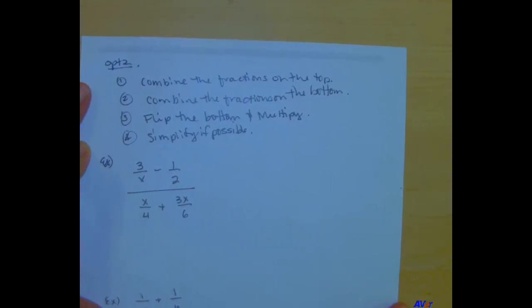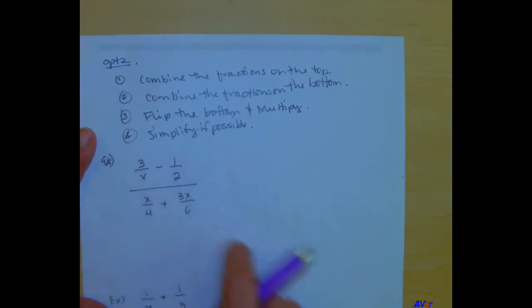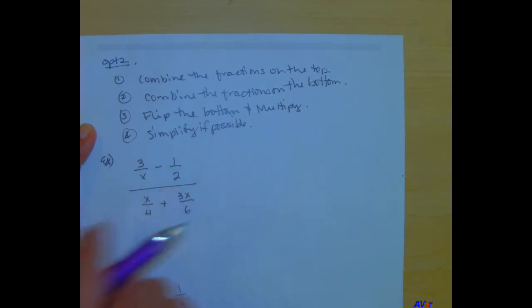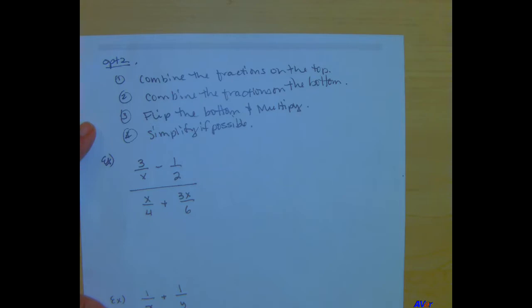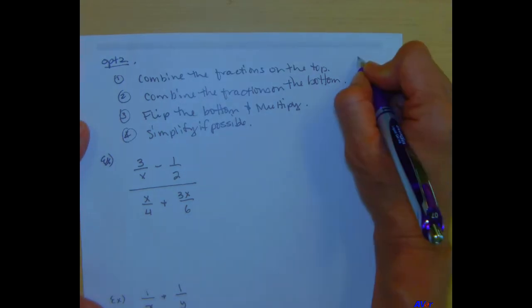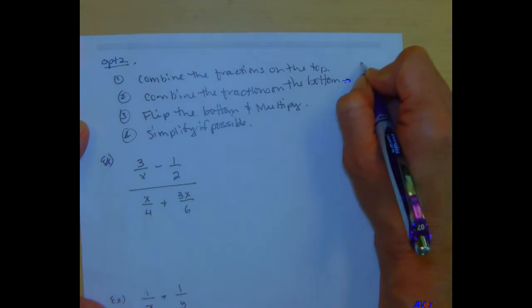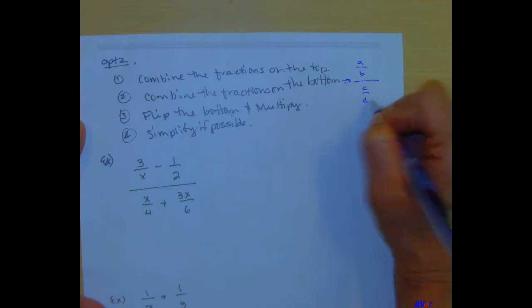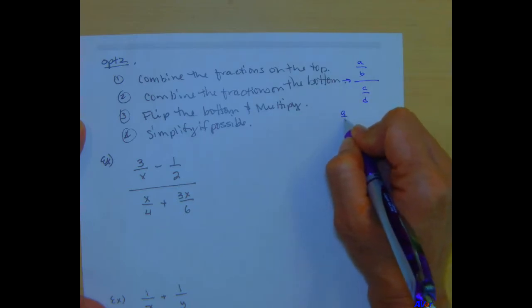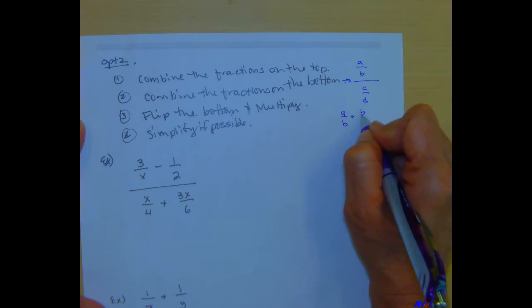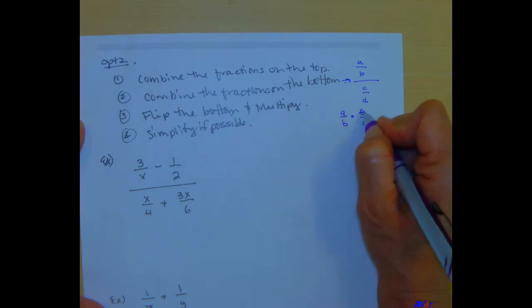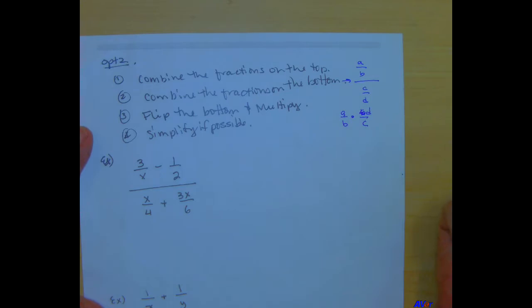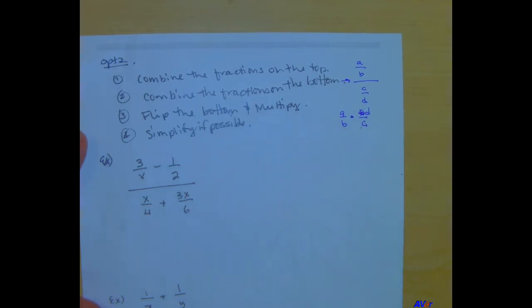Okay, so option 2, what you're going to do is add the fractions together that are on the top and add the fractions together that are on the bottom. And then we're going to flip the bottom and multiply. So remember, if I have a over b divided by c over d, the way we can rewrite that is the top times the reciprocal of the bottom. That was supposed to be a d. A little dyslexia going on, sorry about that. Okay, flip the bottom, it's a reciprocal, and then times. So flip the bottom and multiply, simplify if possible.